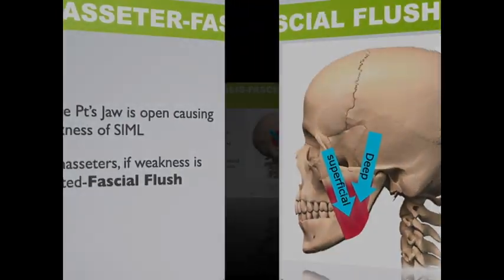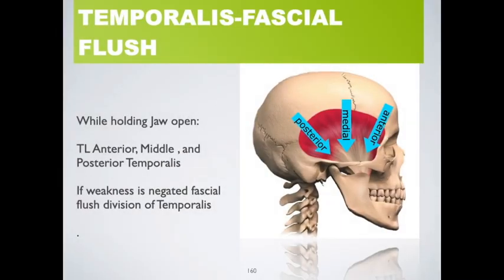If, for example, the patient TLs the masseter, no change, then we have them TL the temporalis, and I'll have them spread out their fingers. I'll do this in the demonstration. Anterior, middle, and posterior divisions, and then we isolate which division and which side by TL, and we fascial flush that muscle.